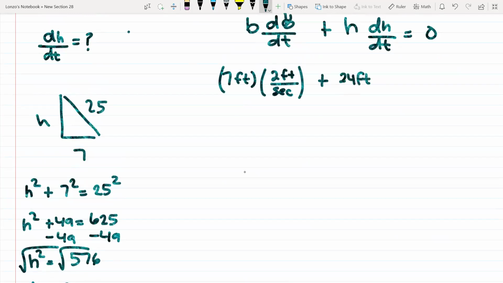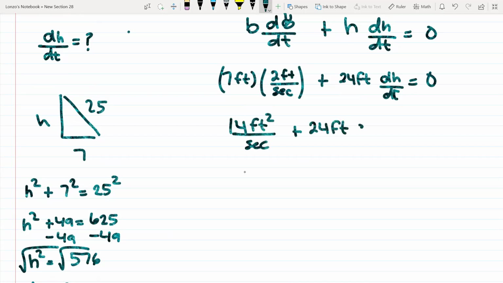And then we have dH/dt. That's what we want to find. Equals 0. So let's clean this up a bit. 7 feet times 2 feet per second, that is 14 feet squared per second, plus 24 feet dH/dt is 0. And then go ahead and continue solving for dH/dt by subtracting this 14 feet squared.